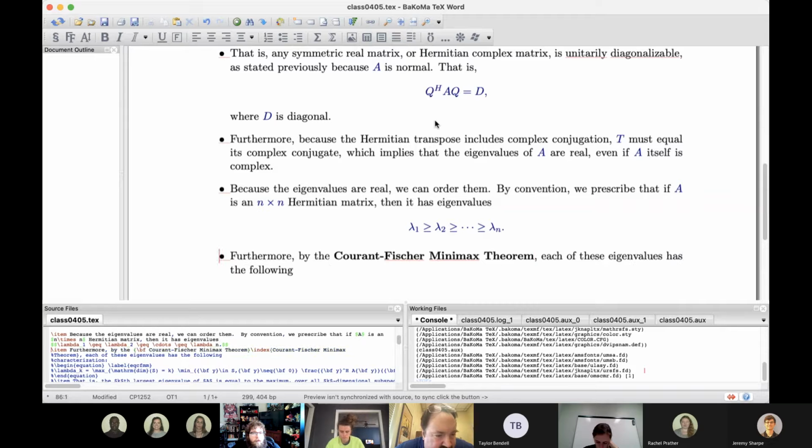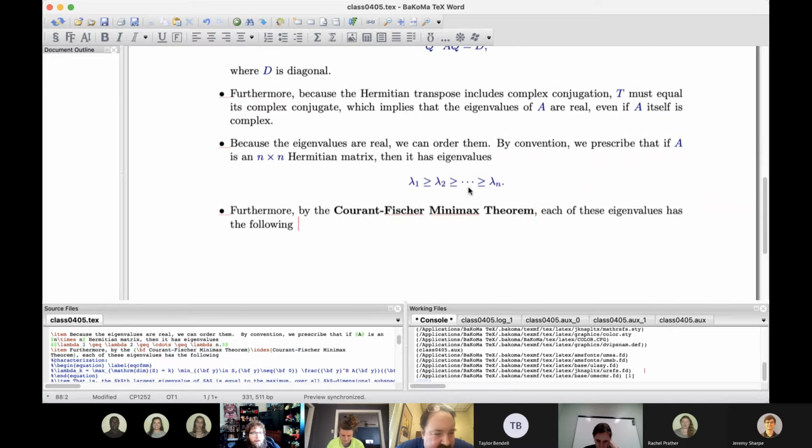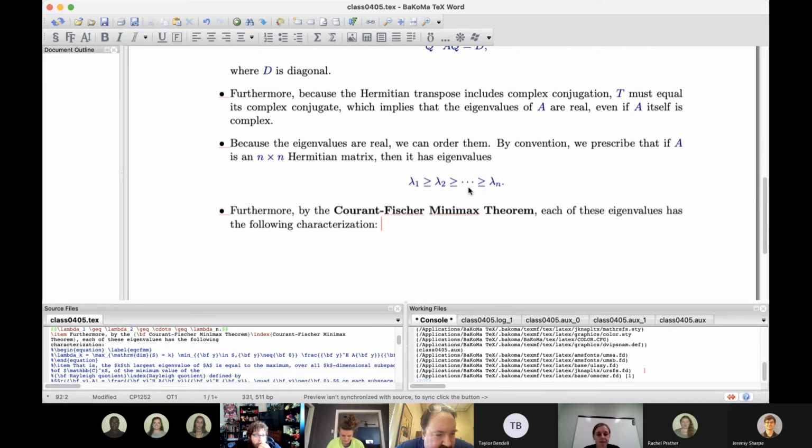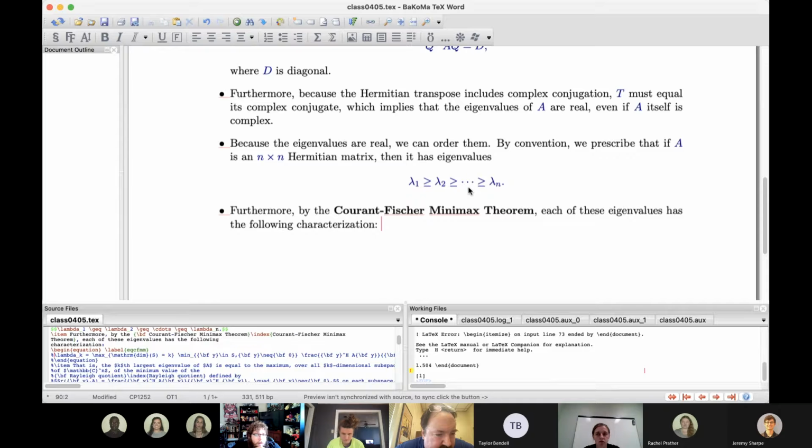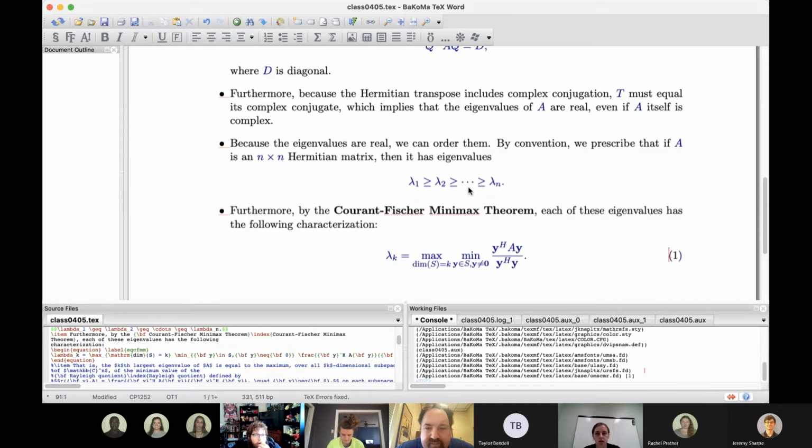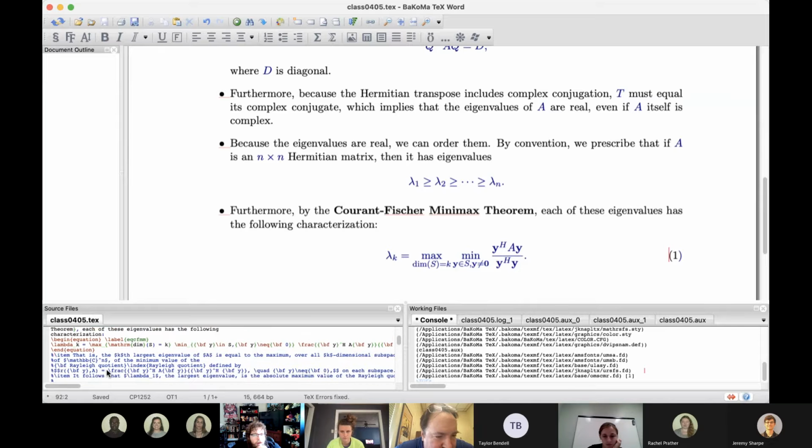Now, there's a theorem called the Courant-Fischer minimax theorem that is a helpful characterization of all the eigenvalues. Sorry, Microsoft was annoying me. I'm sure you can all relate.